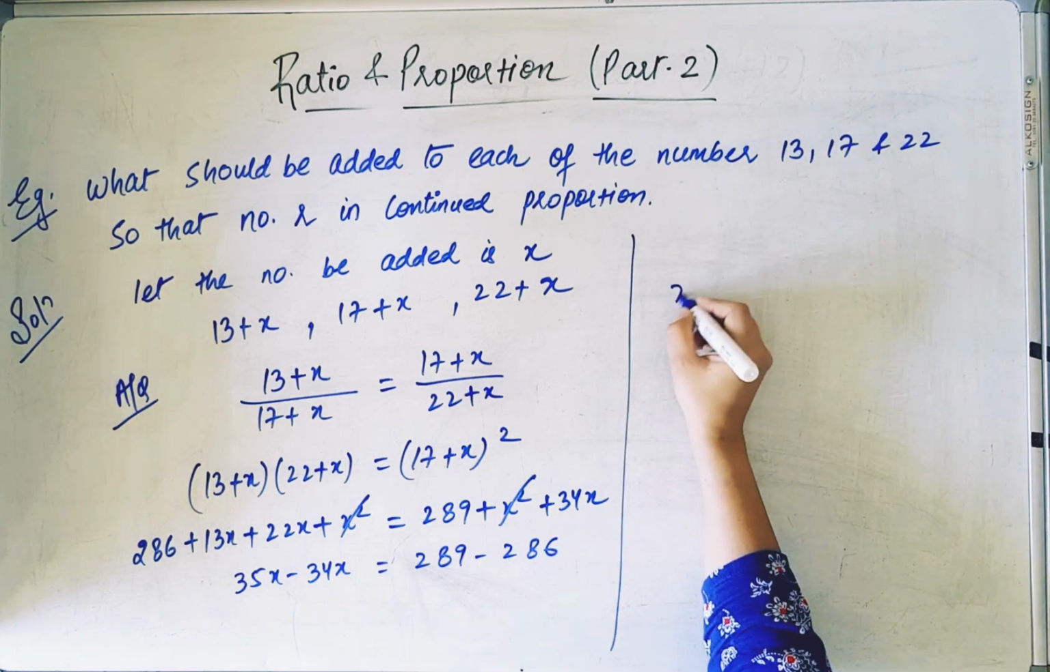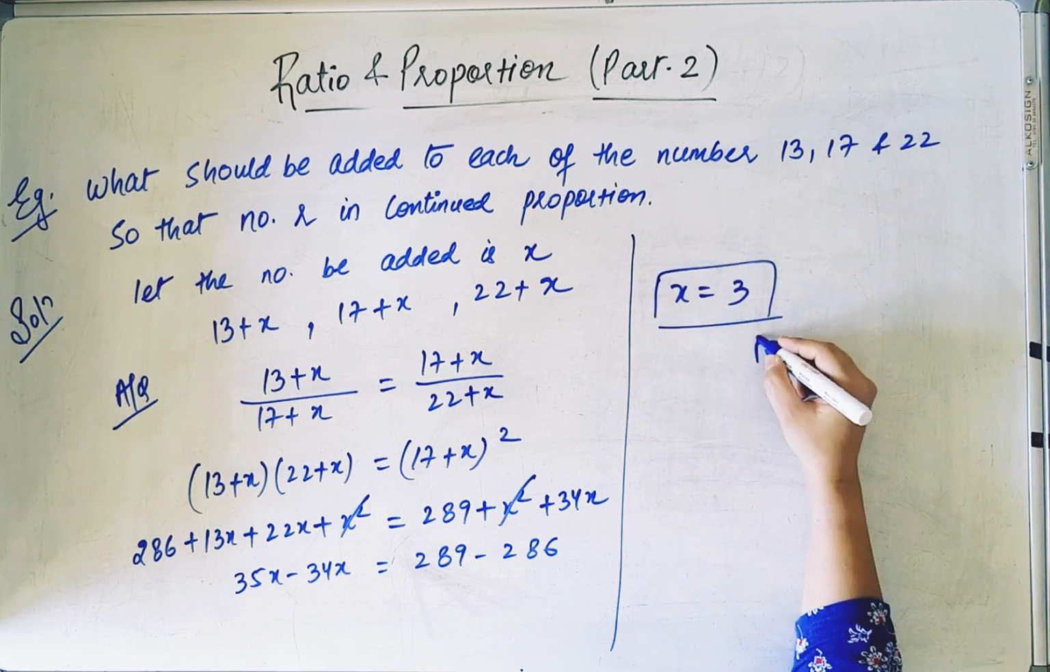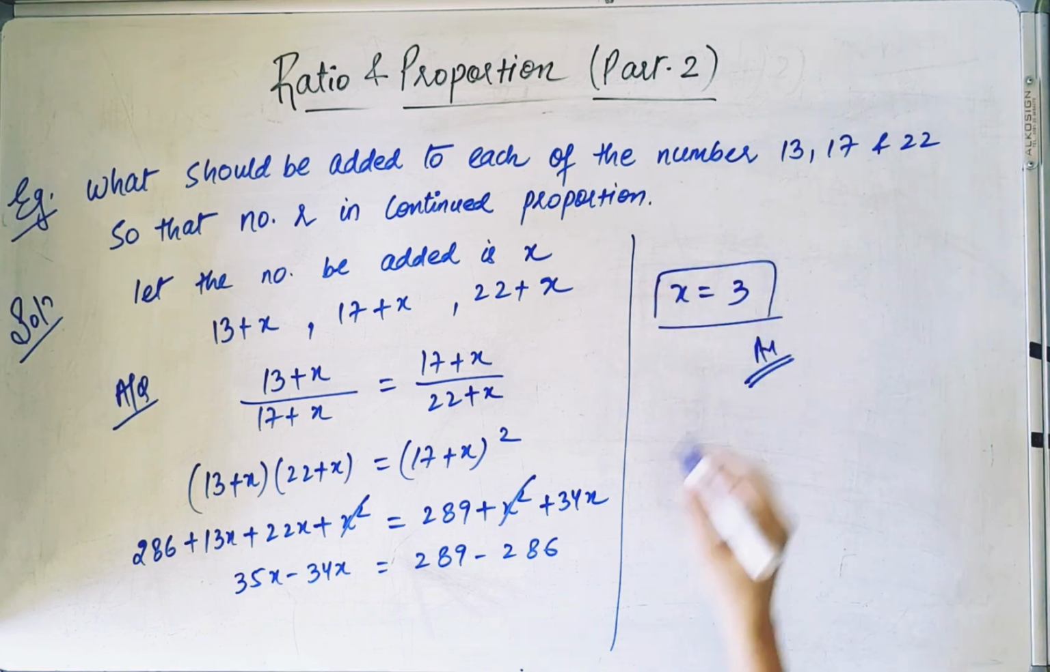Thus, the value of x will be 9 minus 6, 3. So, 3 is the number which should be added to the numbers 13, 17, 22, so that the numbers will be in continued proportion. So, this is basically the concept of continued proportion, in which we take the first term is to the second term equals the second term is to the third term. Now, we have one more question related to this only.